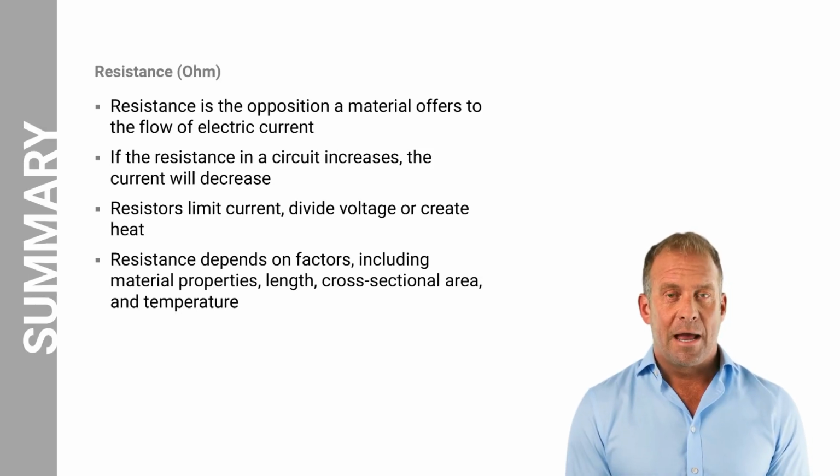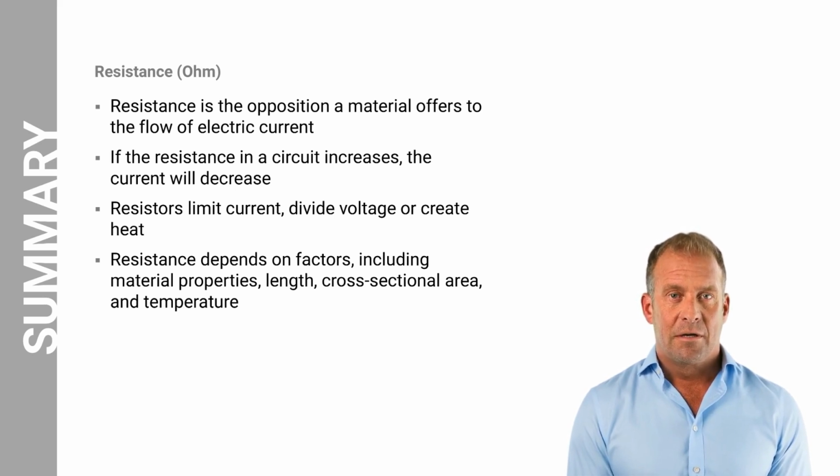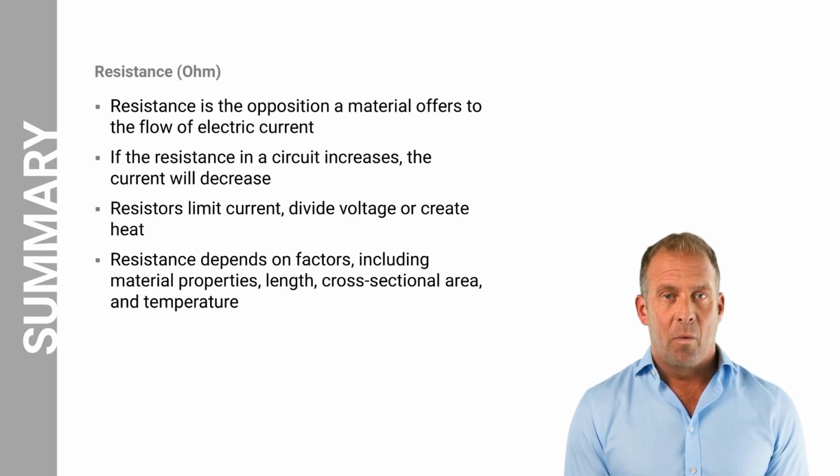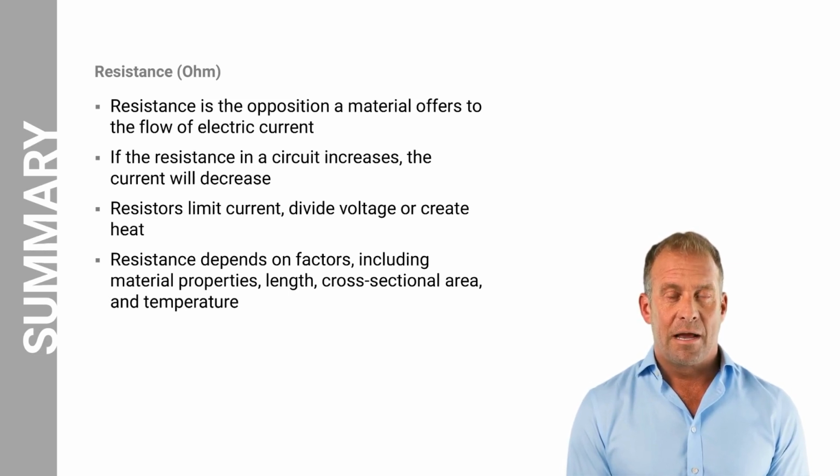Let us now recap what we have covered in this lesson on resistance. Resistance acts like friction in electricity, dictating how easily current flows through a conductor. Various components contribute to a vehicle's overall resistance, from wiring to batteries and motors. Resistance is the opposition a material offers to the flow of electric current. Measured in ohms, resistance is like the width of a pipe. A wider pipe has lower resistance, allowing easier flow compared to a narrow one.